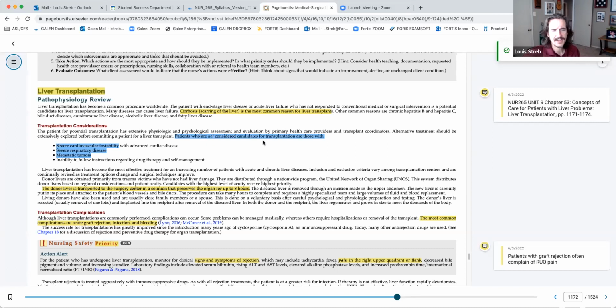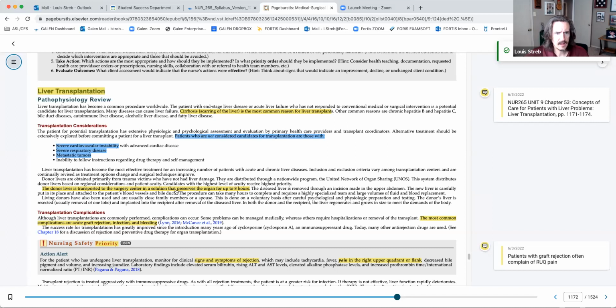Patients who are not considered candidates, this should be a recurring thing for you. Severe cardiovascular instability. If I don't have good cardiovascular perfusion, I'm not going to perfuse my liver anyway, so why do it? If I have severe respiratory disease, I'm no longer going to perfuse my liver, so why do a transplant? Metastatic tumors are going to metastasize into my liver, and it's going to cause liver failure. So it starts making sense. Or if you have the inability to follow instructions, like you have a psychotic break, you're not following your medications, that kind of stuff, that could be a problem.